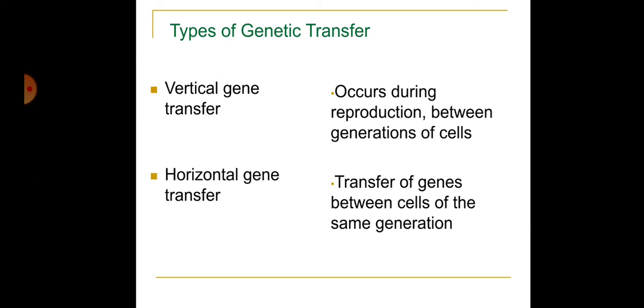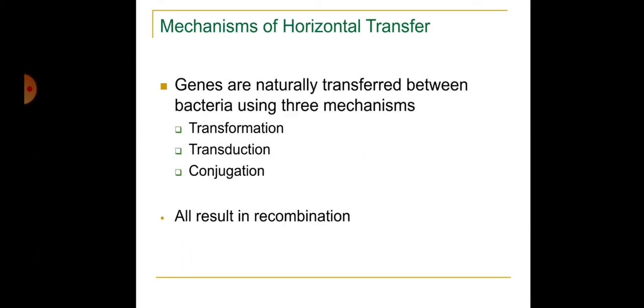Now, the types of genetic transfer. First is the vertical gene transfer. This occurs during reproduction between generations of cells. Second is the horizontal gene transfer. This is transfer of genes between cells of the same generation.